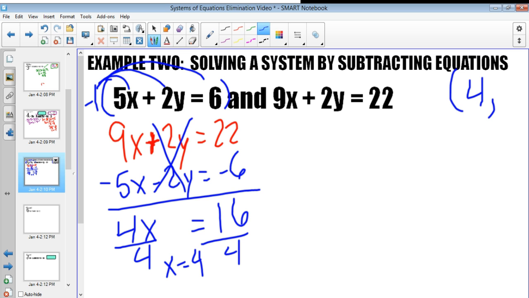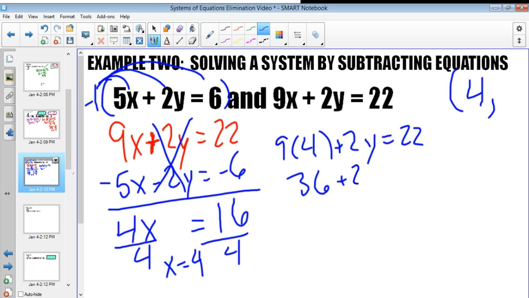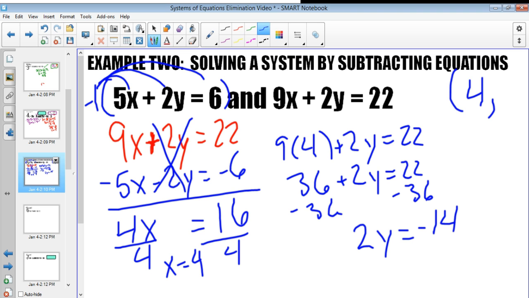So x equals 4. And then I plug it in to my other equation. And I'll have 9 times 4 plus 2y equals 22. 36 plus 2y equals 22. Subtract 36, subtract 36. 2y equals negative 14. And I divide by 2. That means y equals negative 7.